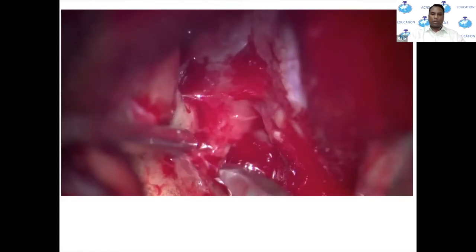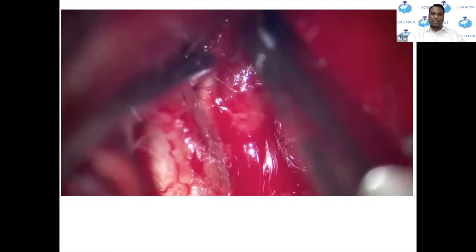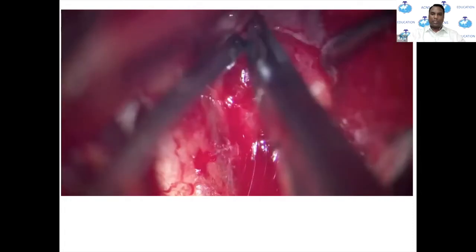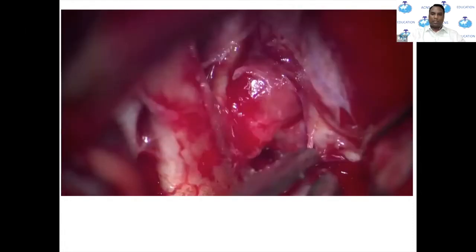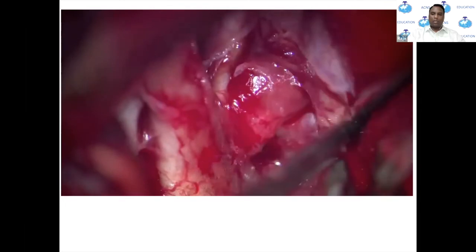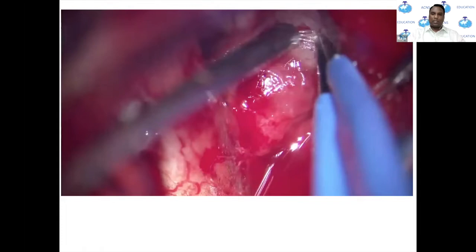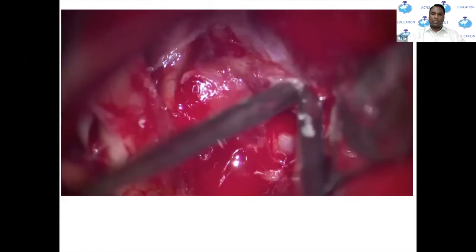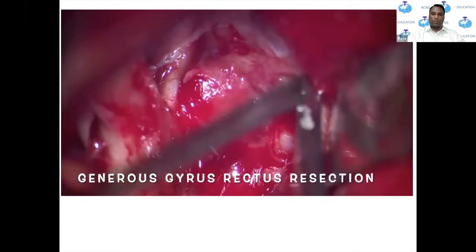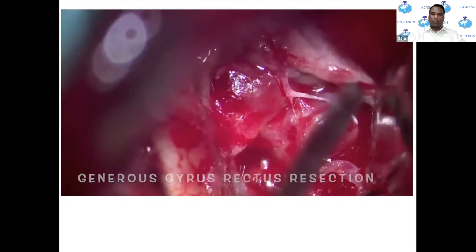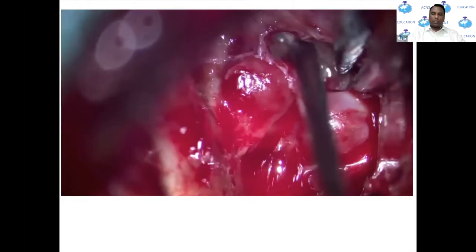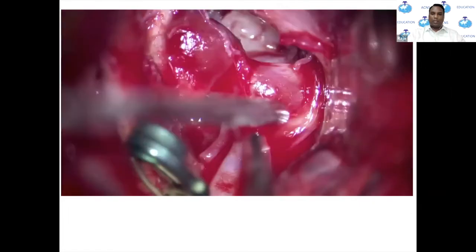Now I slowly dissect the arachnoid from the aneurysm, and you can see one lobe, and with further resection of the gyrus rectus, the second lobe of the aneurysm slowly comes into view. There is the second lobe. And then we apply a temporary clip, and then all the vessels are in view.